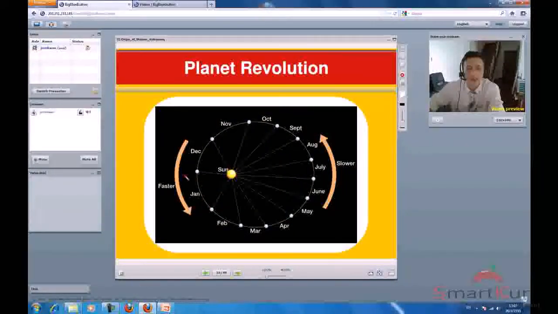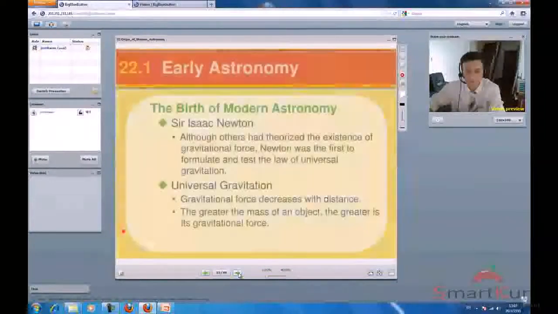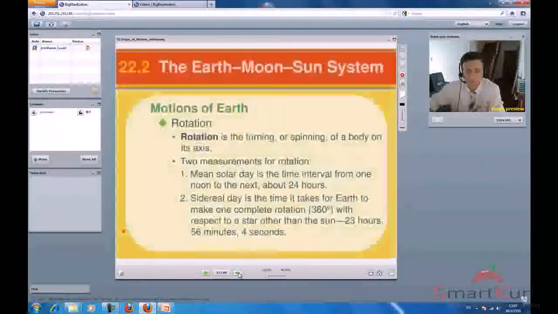The next type of movement, the next motion of the Earth, revolution. Revolution is the motion of a body such as a planet or a moon along a path around some point in space. That's the Earth moving around the sun. Two important terms to know there, perihelion and aphelion. Remember our picture of the Earth's journey around the sun?